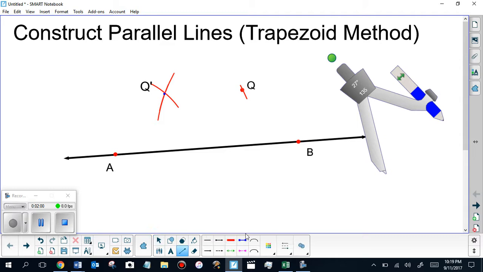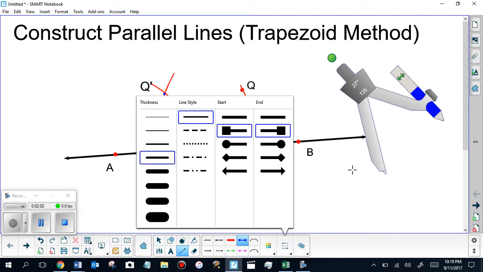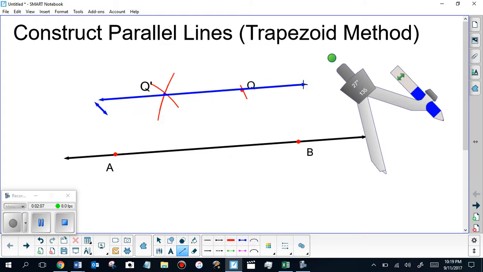And so all I need to do now is simply connect these two points. Okay, so I connect Q and Q prime the best I can. There we go. And that will be our parallel line from A to AB.